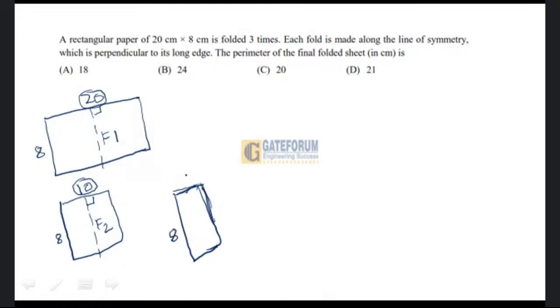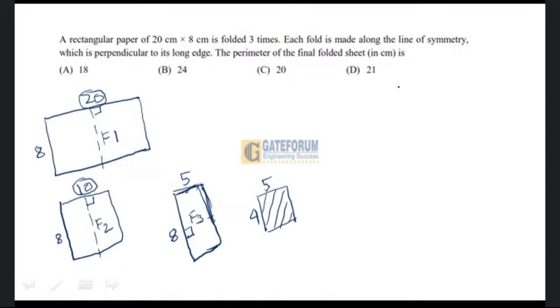Where this is 8 and now this is 5. So now the third one will be like this. This is F3 perpendicular to the longer edge. So the result would be something like this, whose this is 5 but this is 4. So this is the final.